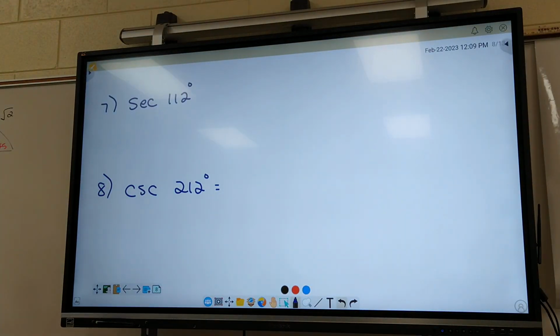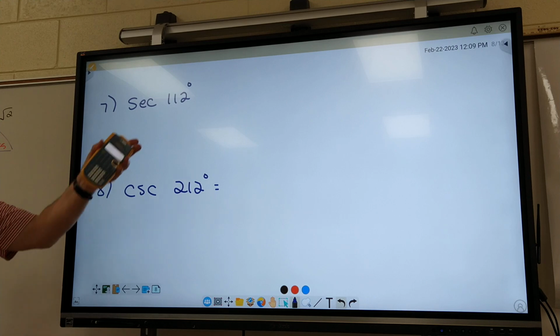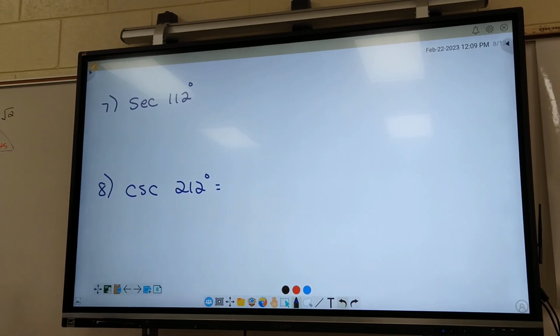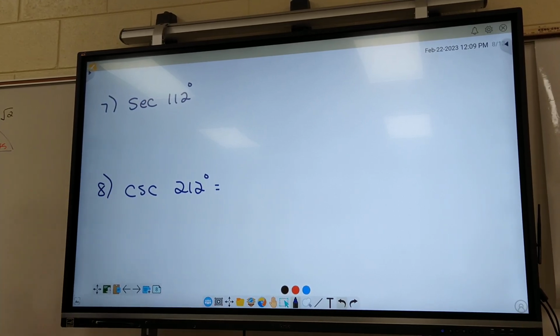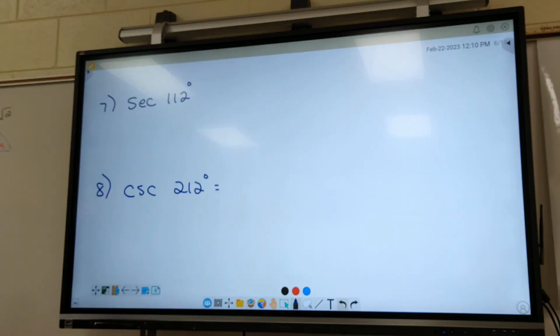So the biggest problem we have every year, somebody's going to forget to change it back in degree mode, and they're going to miss a lot of problems. They're going to be working these out in radian mode. All right, so now, number 7, we've got another problem. What's our problem on 7? We don't have a button for secant, do we?